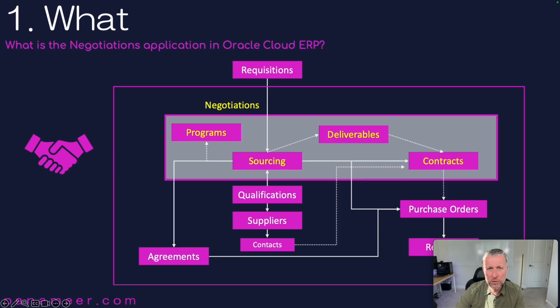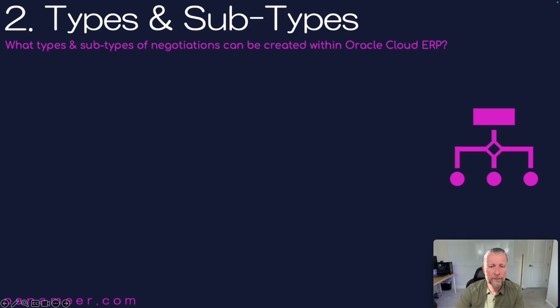Now, there could also be another application called programs. Programs allows you to link sourcing events together to measure their savings against predefined organizational objectives, which are just targets. And you can do that over a frequency of time, for example, quarters.